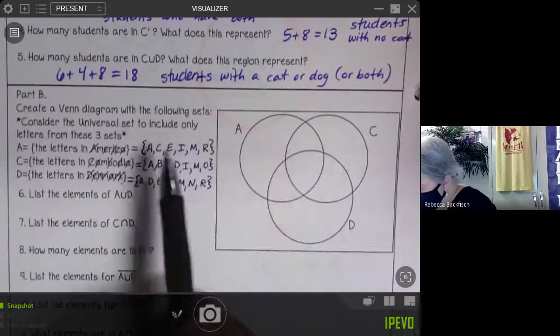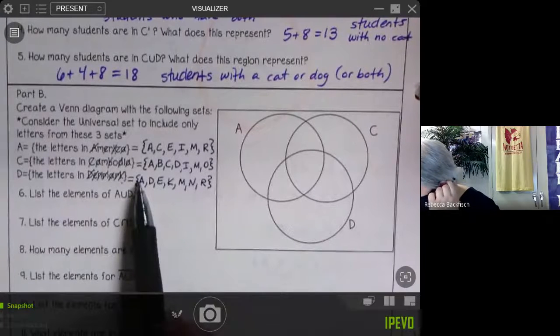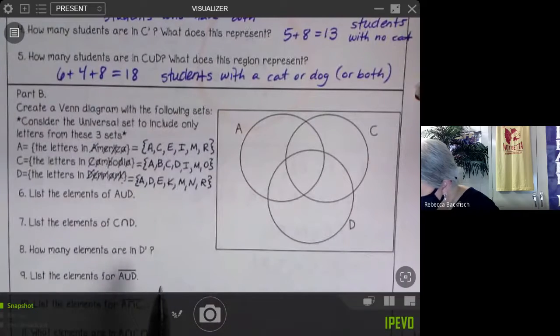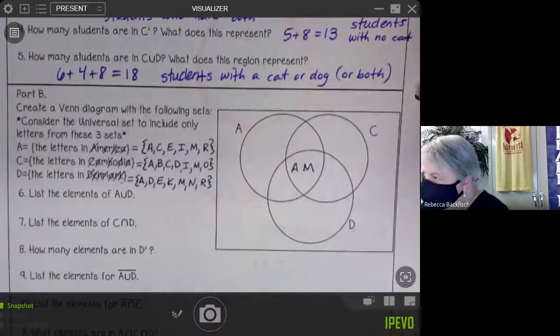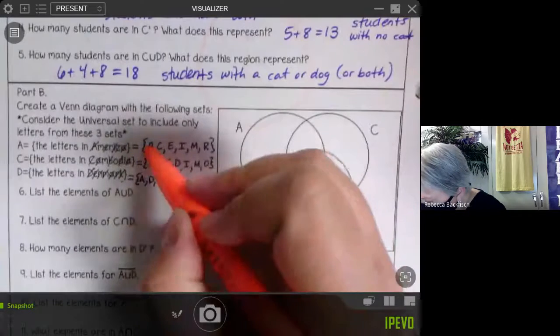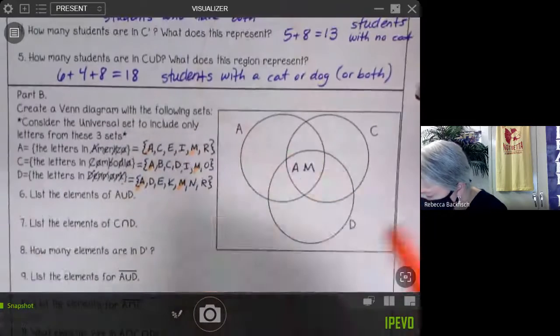That's anything that's in A, C, and D. So A is in all three. M is in all three. I think that's it. So A and M go in the middle, the very middle. And then I'm going to try and keep track of which ones I've used. So I'm going to highlight. Used A and M. Okay.